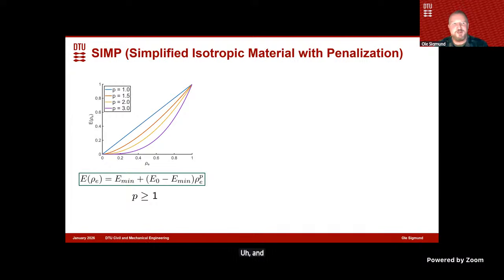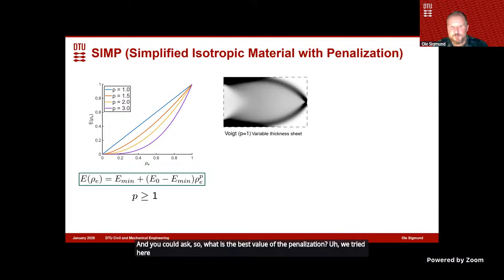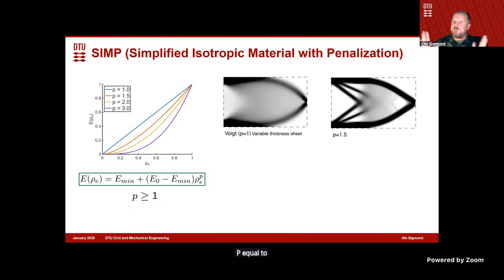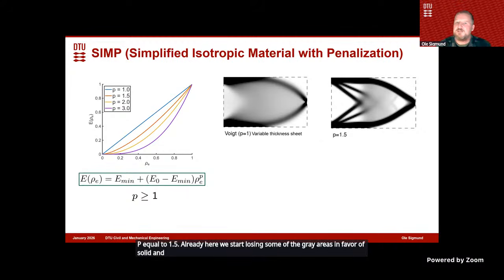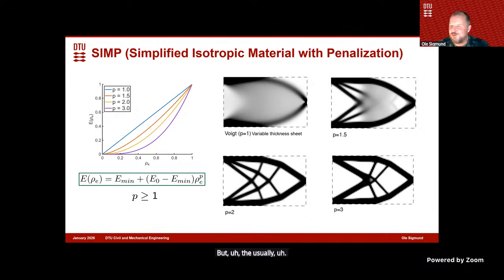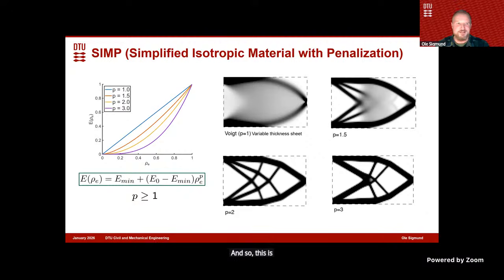And you could ask, so what is the best value of the penalization? We tried here, this is the P equal to 1 for another example. This gives us the variable thickness sheet. P equal to 1.5. Already here we start losing some of the gray areas in favor of solid and void areas. And in this case, it turns out we already have black and white solutions with P equal to 2. But the usually used value is actually P equal to 3, because in our experience we almost always get black and white solutions. And so this is sort of the explanation of the SIMP interpolation model.